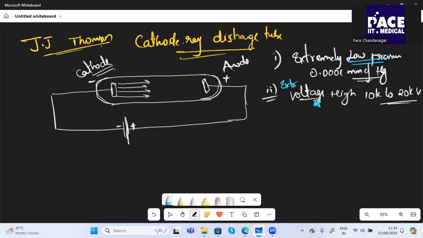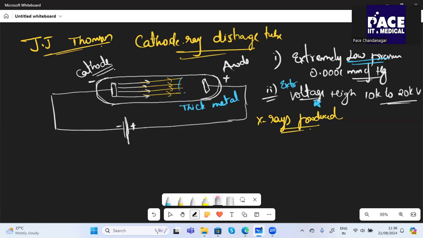Now, what are the properties of these cathode rays? The cathode rays have a tendency, when they hit thick metals, if I place a very thick or heavy metal disc, to produce X-rays. This beam of electrons, when it hits a thick metal, produces X-rays. This is one characteristic of these cathode rays.